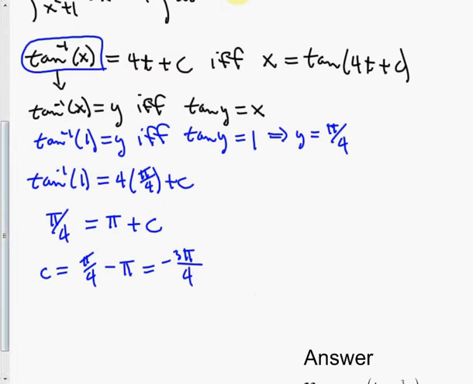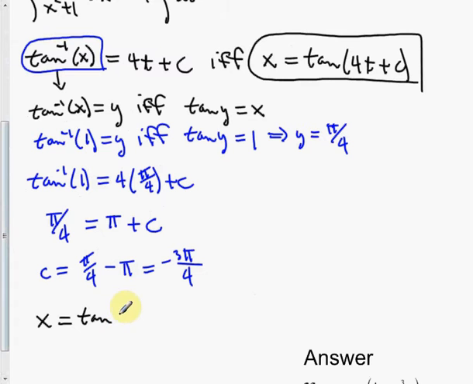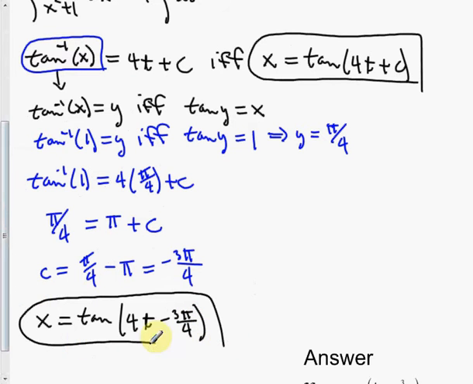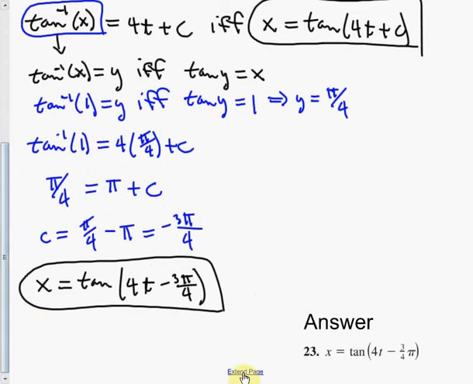That's for c. So the answer is this statement right here, just with the value of c. Right? So here we have x is equal to the tangent of 4t minus 3 pi over 4. Is that okay?